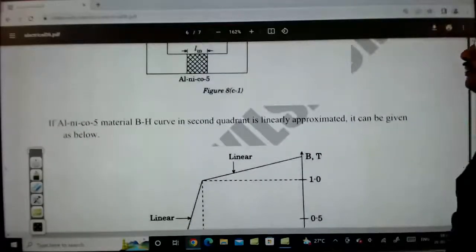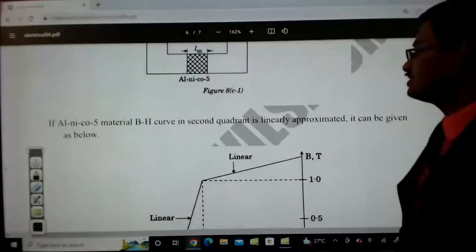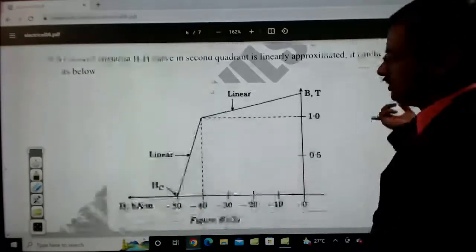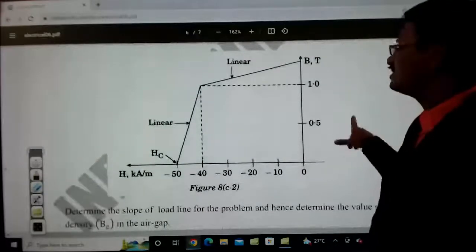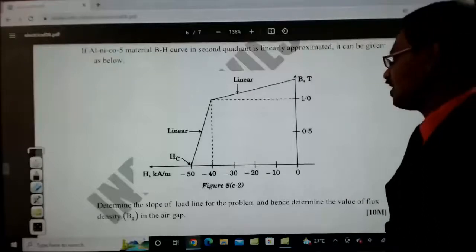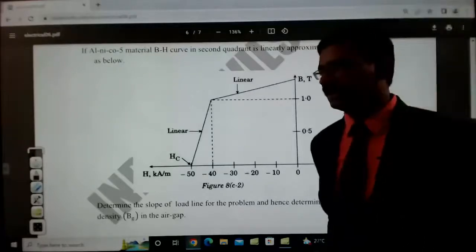And if the Alnico 5 material BH curve in the second quadrant is linearly approximated, it can be given as below. So this is the BH curve, right? BH curve meaning the magnetic flux density and the magnetic field intensity.